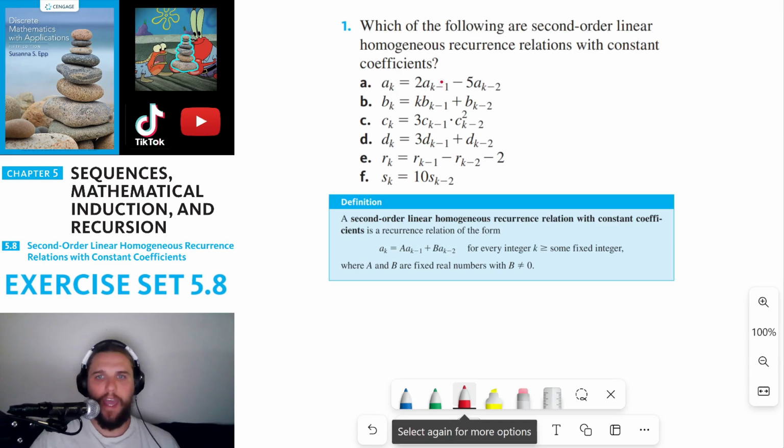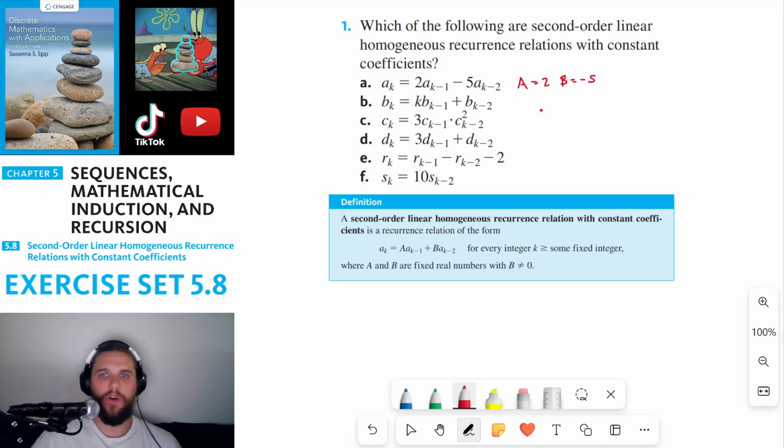Let's start with part A. So if this were a second-order linear homogeneous recurrence relation with constant coefficients, we should be able to determine what a and b are. So a is the constant coefficient in front of the a sub k minus 1, which in this case is 2. And b is the constant coefficient attached to the a sub k minus 2, which is negative 5. And so using this definition here, part A is a second-order linear homogeneous recurrence relation with constant coefficients.